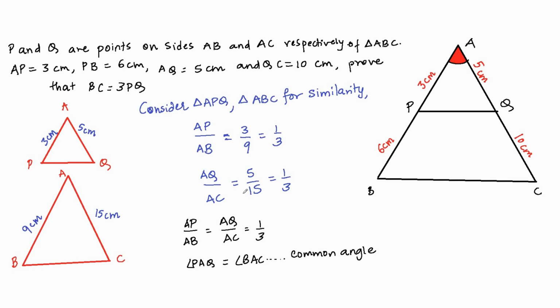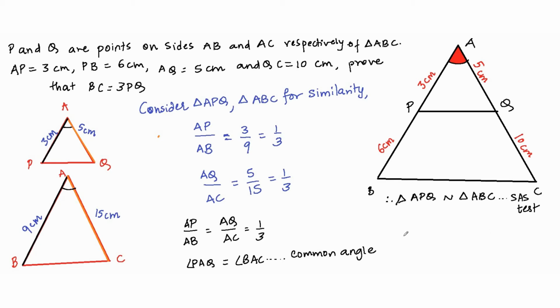So now I have two sides which are in the same proportion. If you consider these two triangles, the ratio of PQ to BC is the same as the ratio of AQ to AC, and the included angle is equal, right? This particular included angle is equal, which means that I can definitely use the SAS test of similarity here. So I can say that therefore triangle APQ is similar to triangle ABC by the SAS test of similarity.